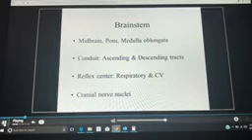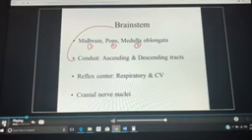Okay, so the brainstem. Now the brainstem is subdivided, broken up into 3 parts. You have the midbrain, pons, and medulla oblongata. Again, the order is from rostral to caudal. The brainstem serves as a conduit for ascending and descending tracts.